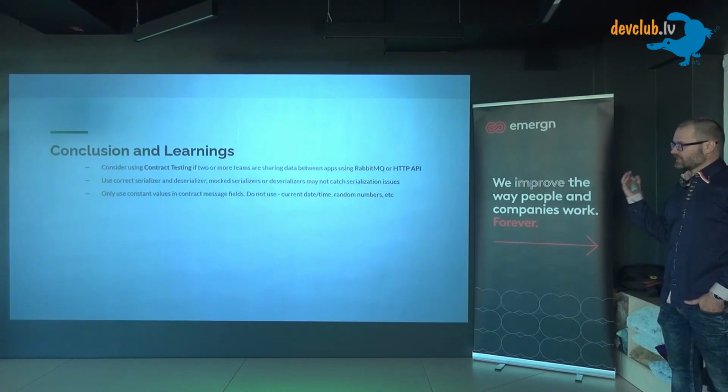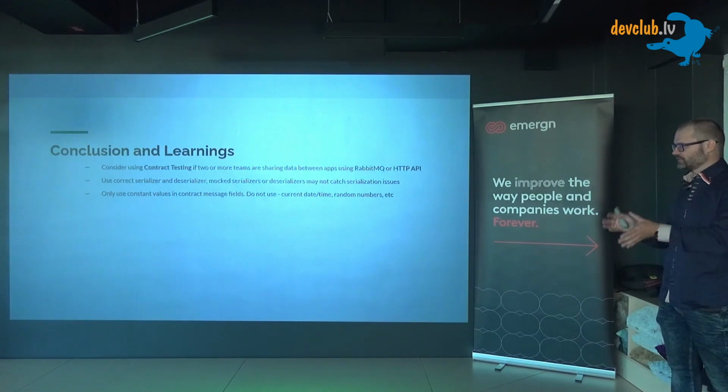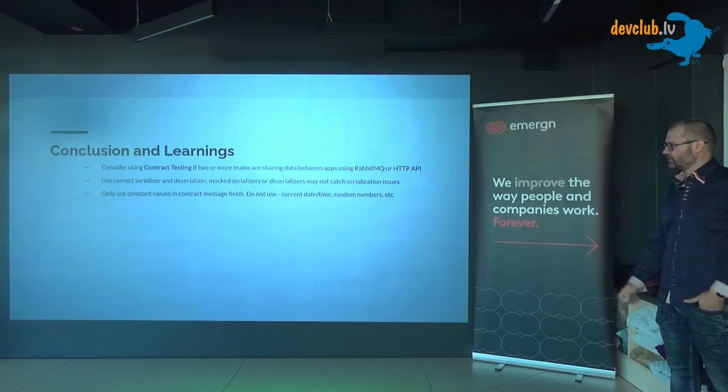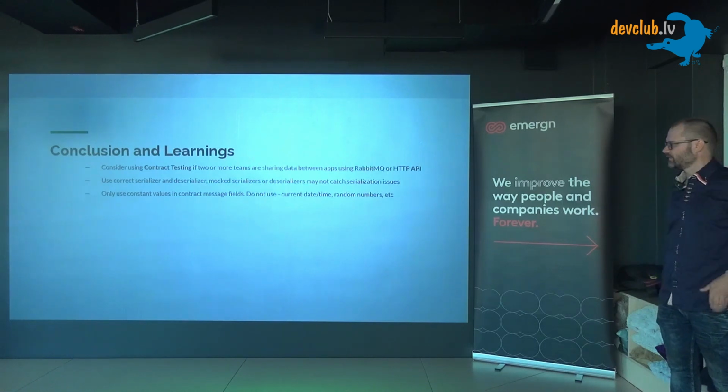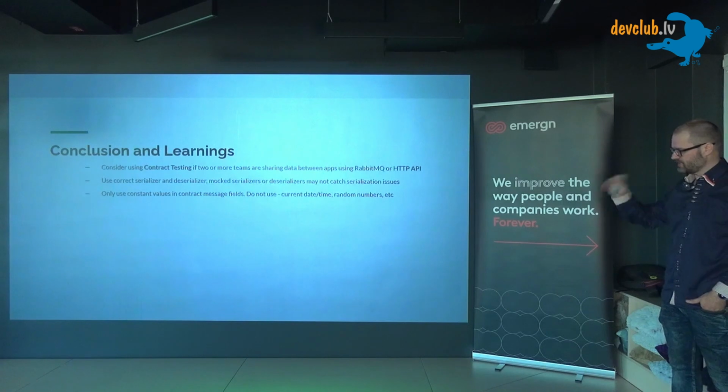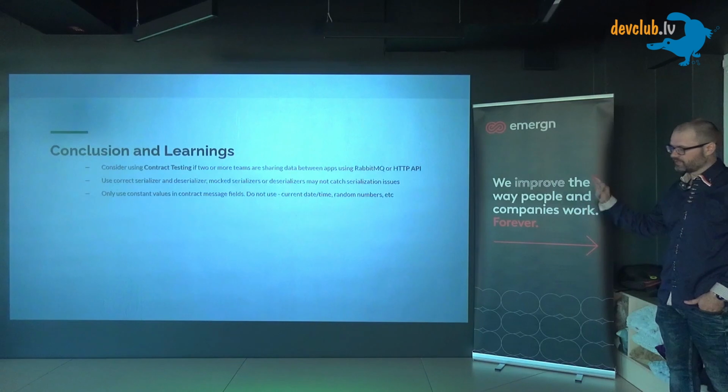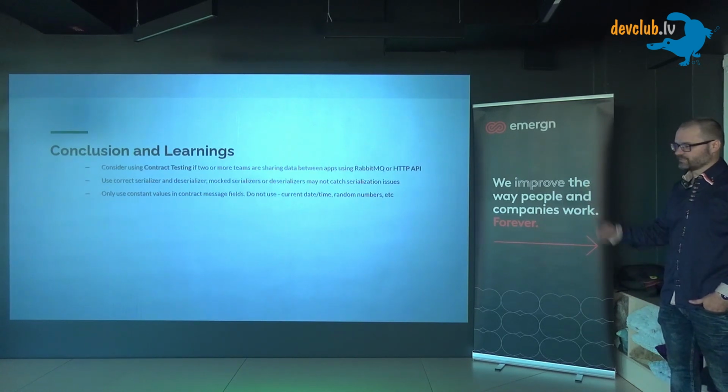You can't use random dates or random numbers in the messages. The contract doesn't change, so the contract always has to be the same. The test case has to always contain exactly the same data. So you can't use random numbers. That's one of the limitations. You have to keep them in mind. Usually it takes some effort to get specific data, for example, in your message.